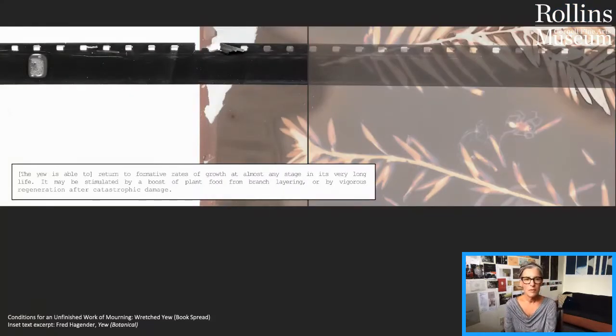And so ultimately, I guess I knew all along it was really the resilience of this tree that I love so much, the way it survives right alongside of us, able to return to formative rates of growth at almost any stage in its long life, at times from vigorous regeneration after catastrophic damage. But my appreciation and love for this tree just became more apparent through each interaction or attempt at reproduction.